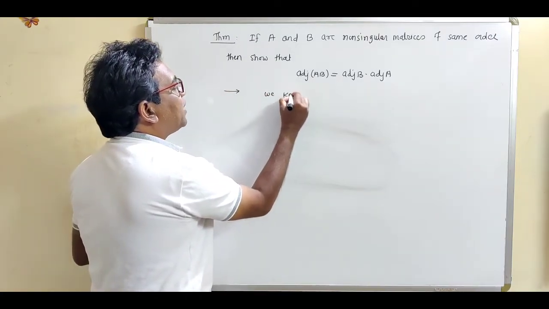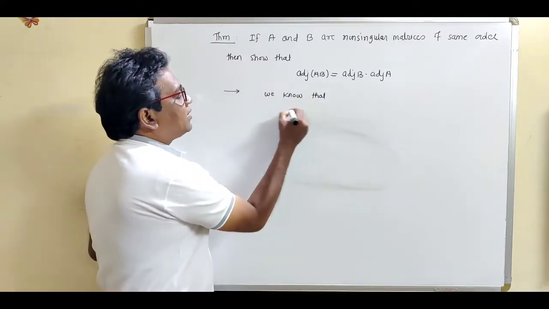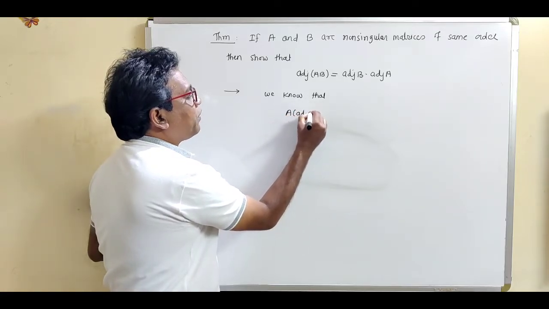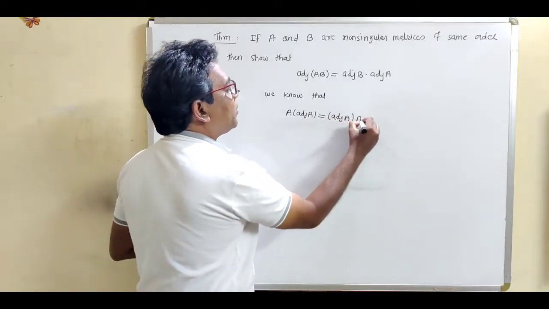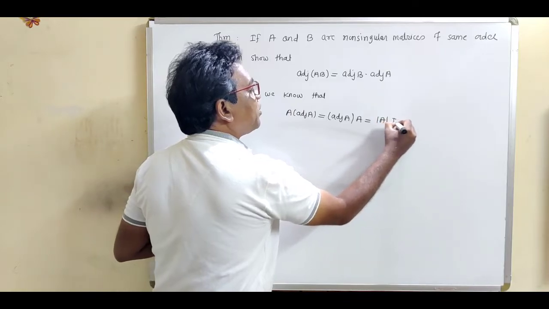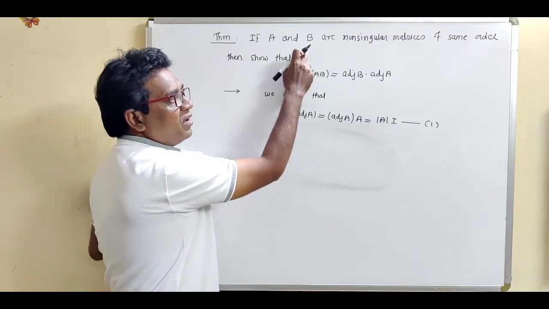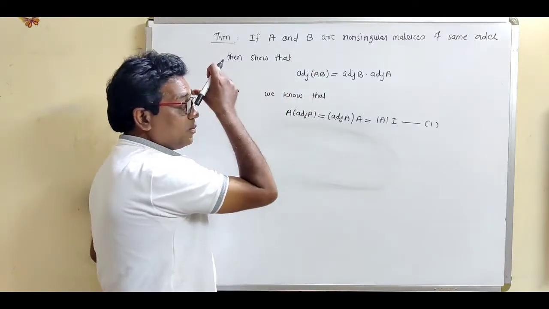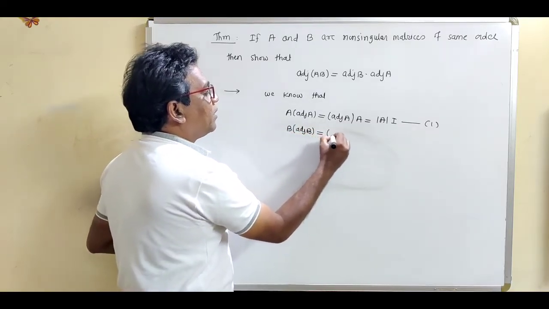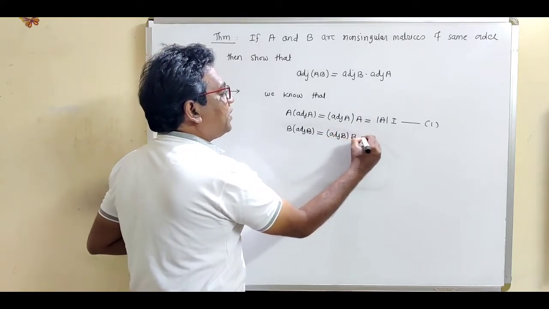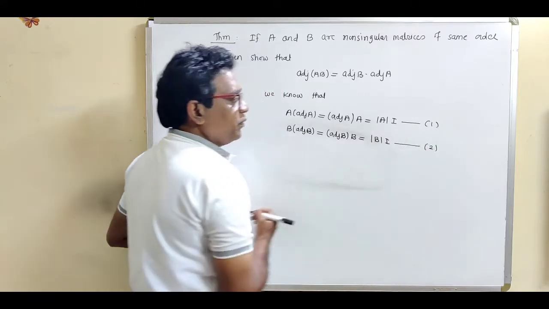Write down here, we know that, this is the standard result: A into adjoint of A is the same as adjoint of A into A is equal to determinant of A into I. This is, suppose, equation number 1. B is a non-singular matrix, so we can use the same result for B into adjoint of B. This is same as adjoint of B into B is equal to determinant of B into I. This is, suppose, equation number 2.